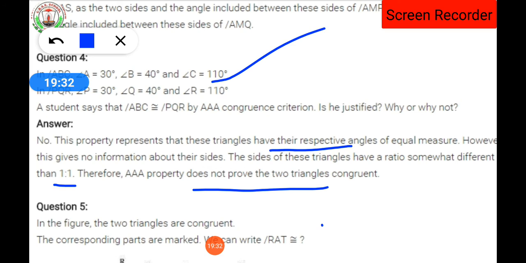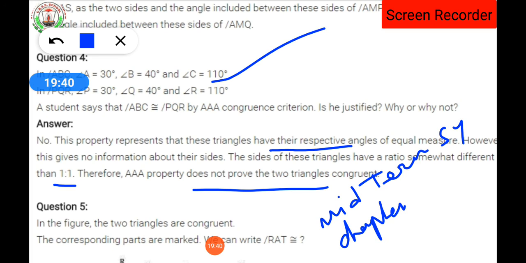Your mid-term syllabus will be from chapter number 1 to chapter 7. That means chapter 1 to chapter 7 is the portion of your mid-term exam syllabus. Clear? So try to study everything for today.